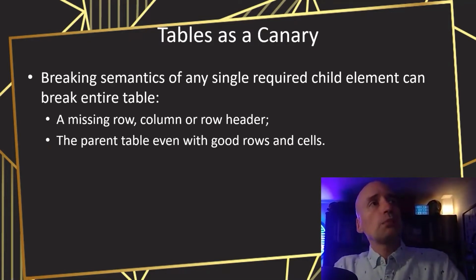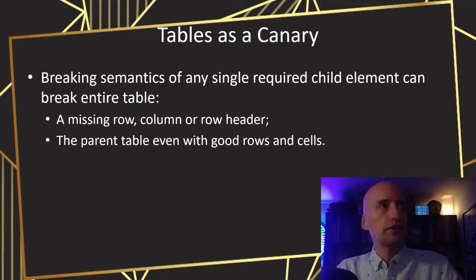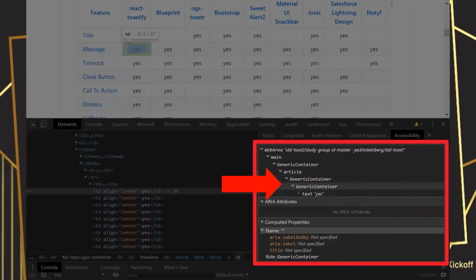I like to use tables as sort of the canary in the coal mine because tables are this kind of swell, complex thing where if you get rid of or break any single required child element, the whole thing falls apart. You'll end up with missing rows or column headers or row headers. You won't be able to navigate. You get miscounts and everything. It's just a big problem.